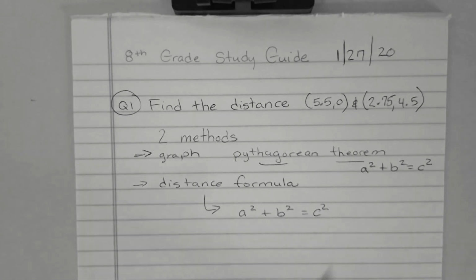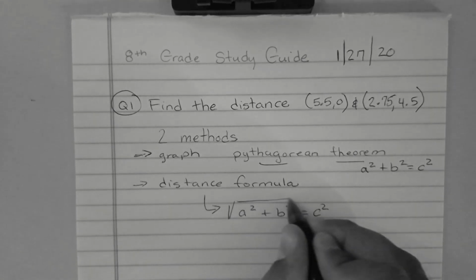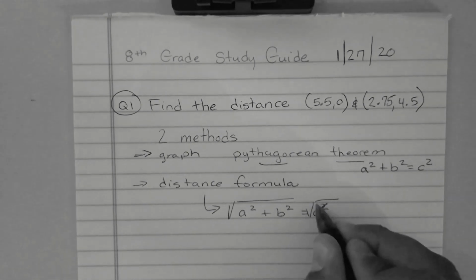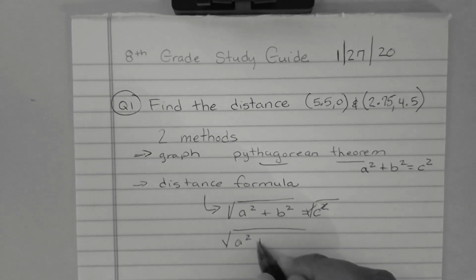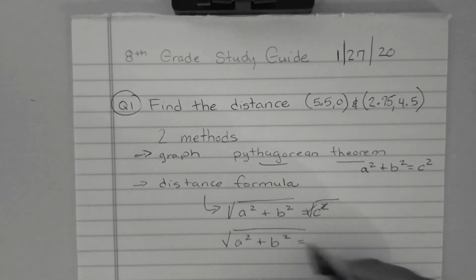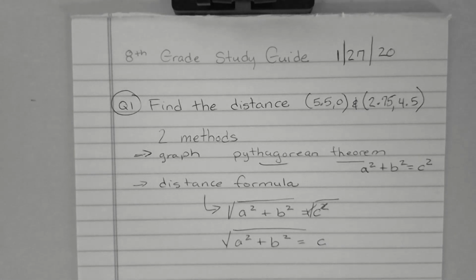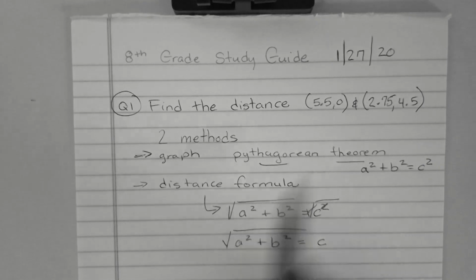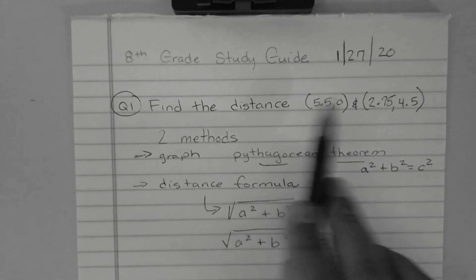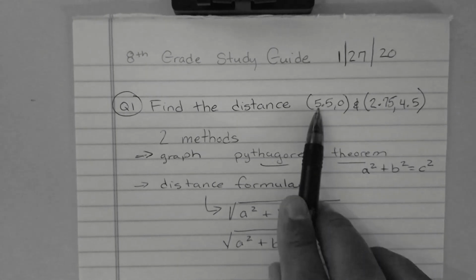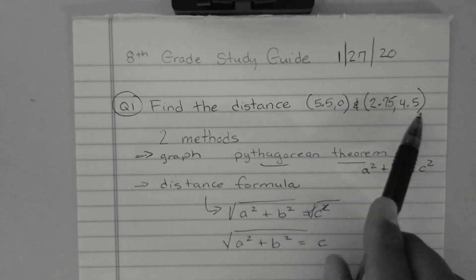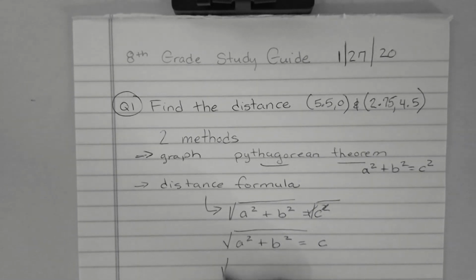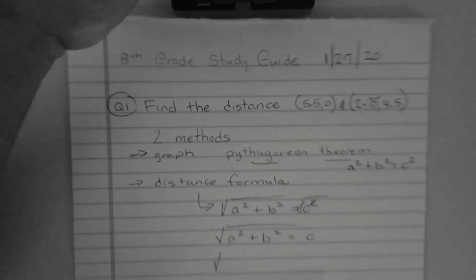From here, what we're going to do is take the square root of both sides. This will cancel out. So now we have the square root of a squared plus b squared is equal to c. But now, because we have two given points, point 1 and point 2, this will be denoted as x1, and this will be x2, and this will be y1, and this will be y2.